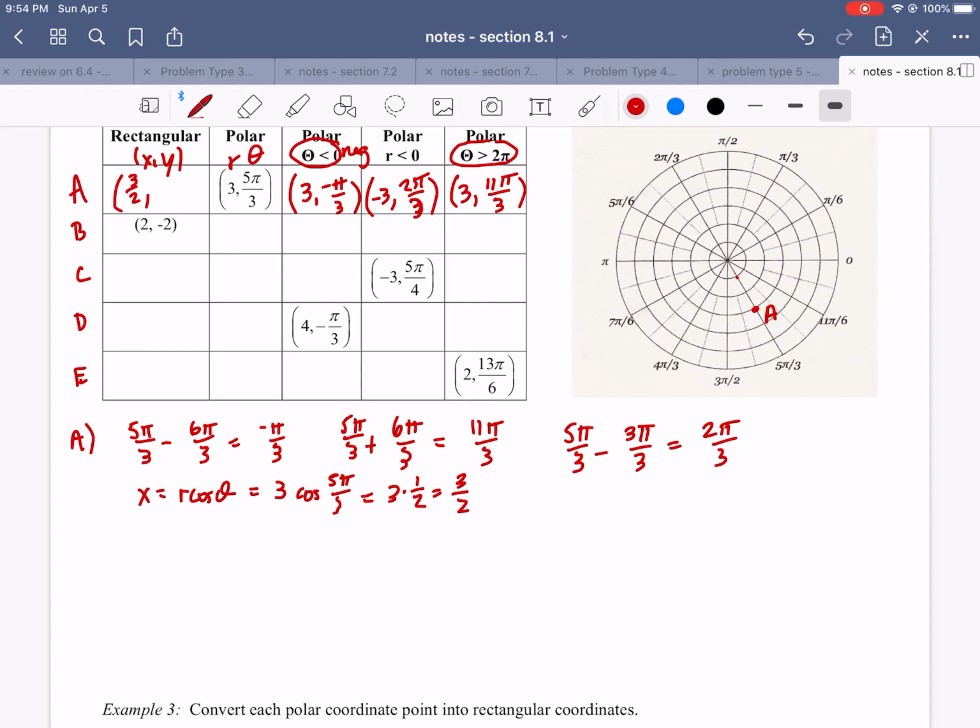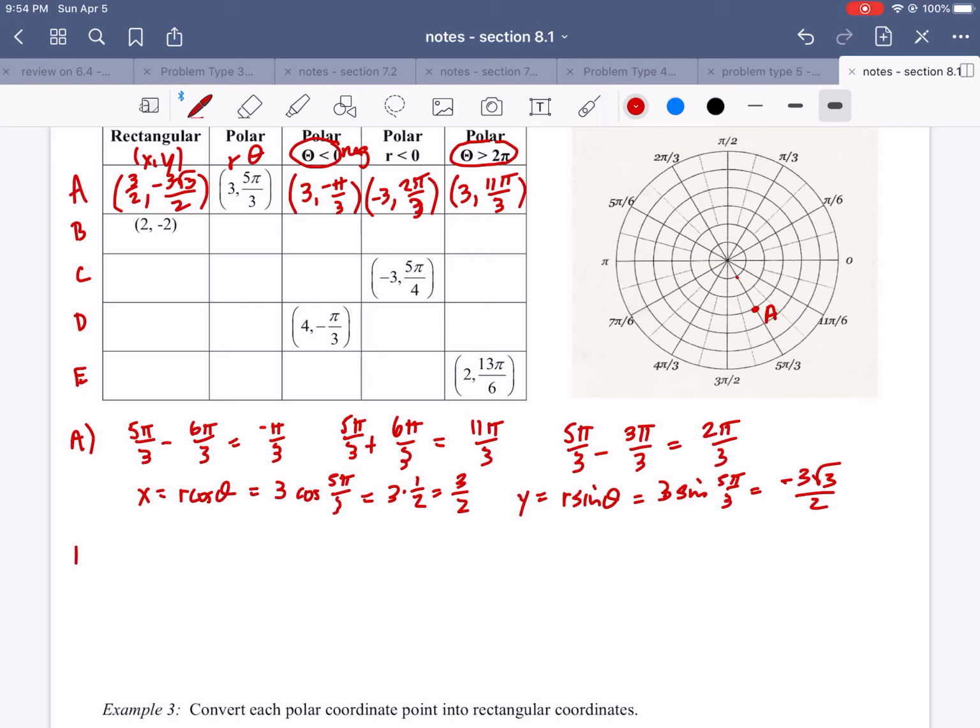And the y-coordinate is going to equal r sine of theta. So that's going to equal r, which is 3, times the sine of 5 pi over 3, which was our theta. And that's going to be negative square root of 3 over 2. So this will end up being negative 3 square roots of 3 divided by 2. And that's my y-coordinate whenever I do the conversion. So negative 3 times the square root of 3 divided by 2. Okay, and that'll take care of point A.